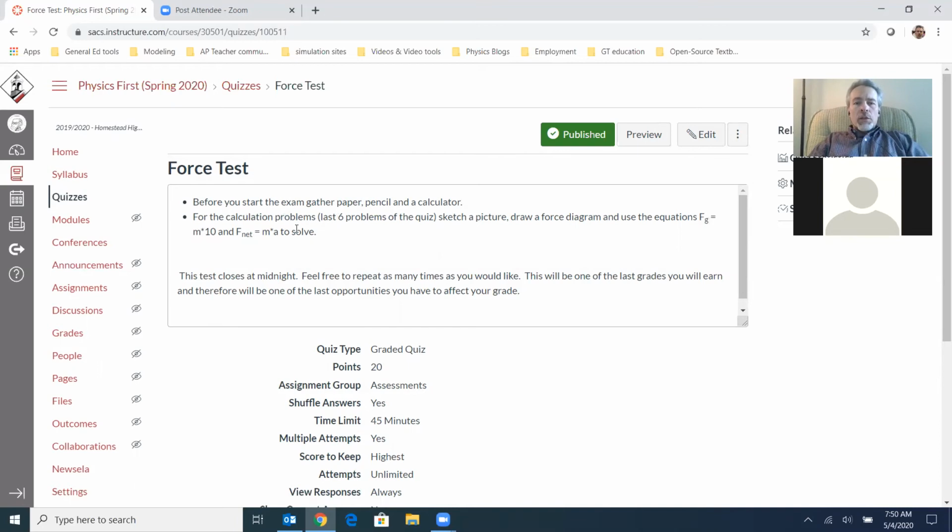I would suggest right now you go get yourself some scrap paper, a pencil, and a calculator. That way, if you need to draw force diagrams, you can. I can't really help you solve the problem, but if you have questions, you need me to explain something or call me over, I'd be glad to do that.